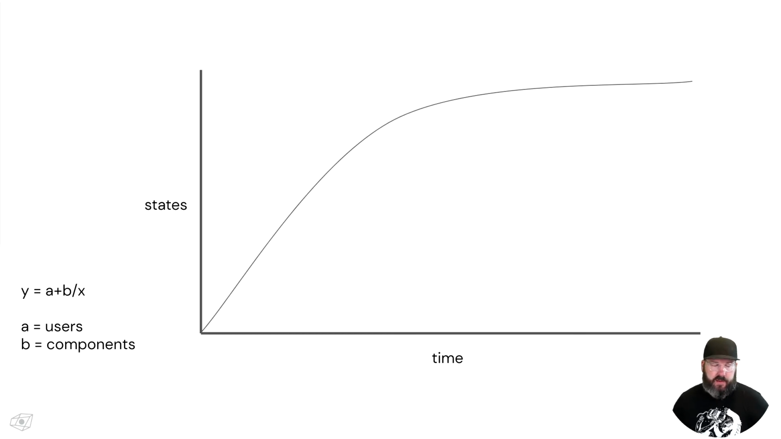So AIOps tools have to deal with two main conundrums. One is this idea of infinite uncertainty. Maybe it's not infinite, right? But at least it displays asymptotic behavior. Sorry. If you look at the line here, we've plotted a very simple y equals a plus b over x, where x is time, y are unique system states, and a and b are like users or components.